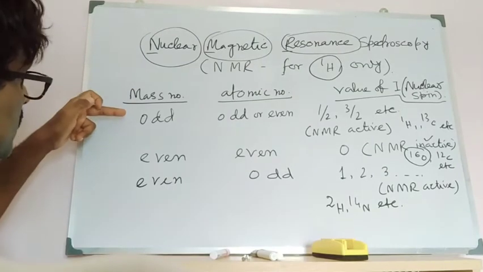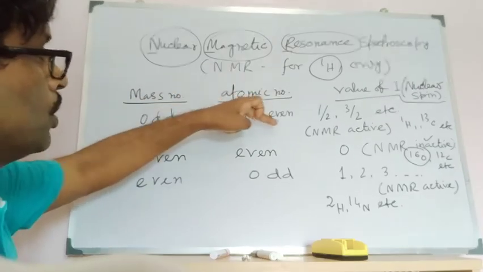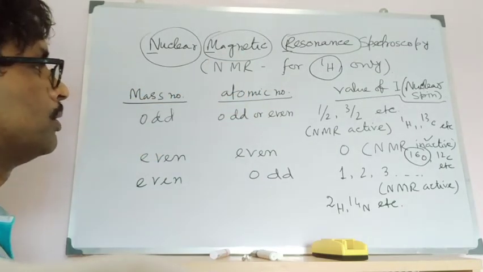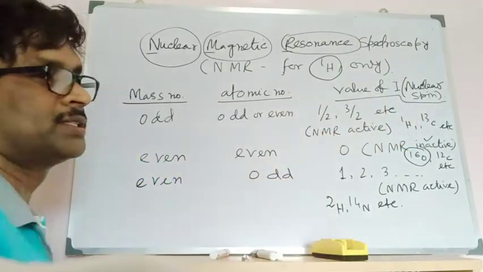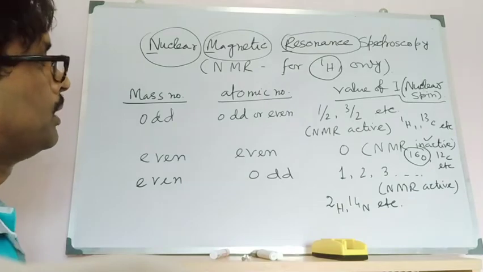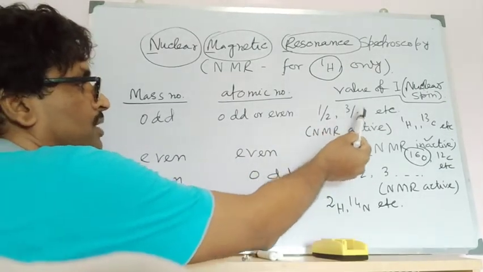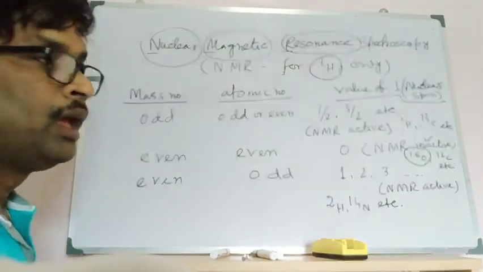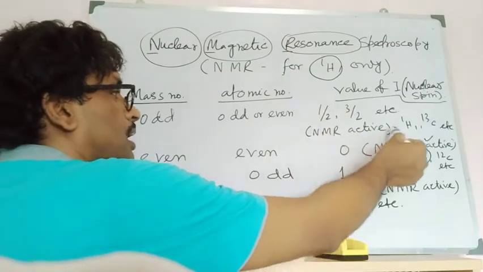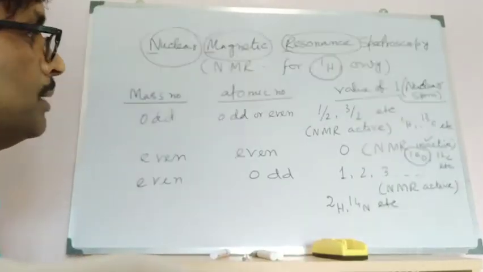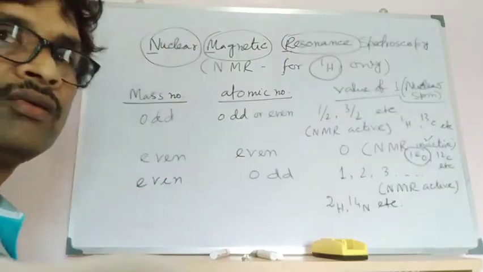So there are three conditions. First, the mass number is odd and the atomic number may be odd or even. In that case, the I value, the nuclear spin or spin quantum number of the nucleus, is 1/2, 3/2, 5/2, etc. Then these nuclei are NMR active. Examples of this are 1H and 13C, 19F, etc.